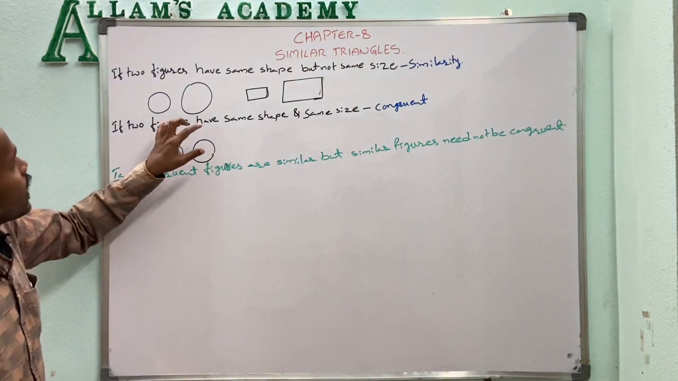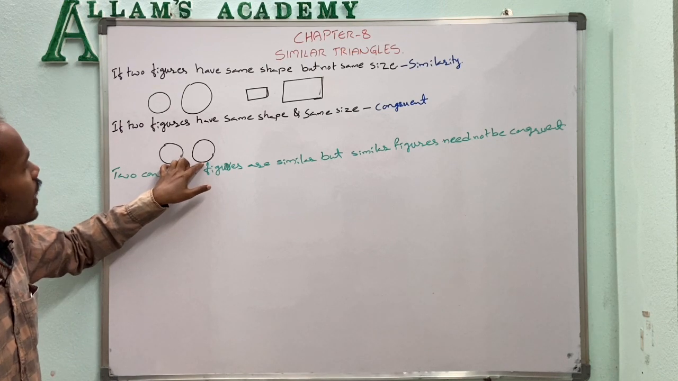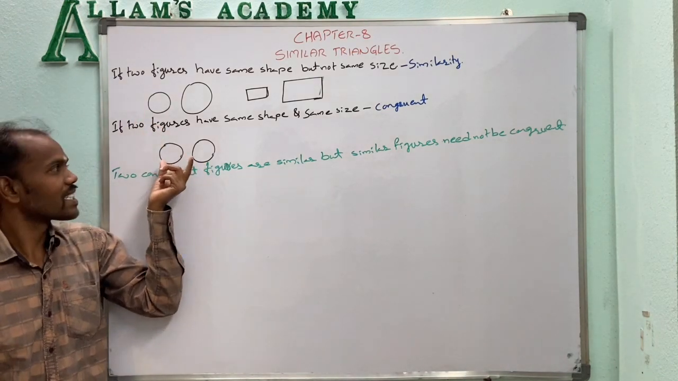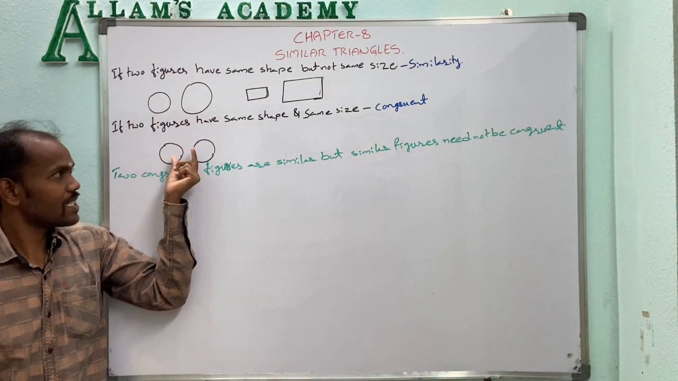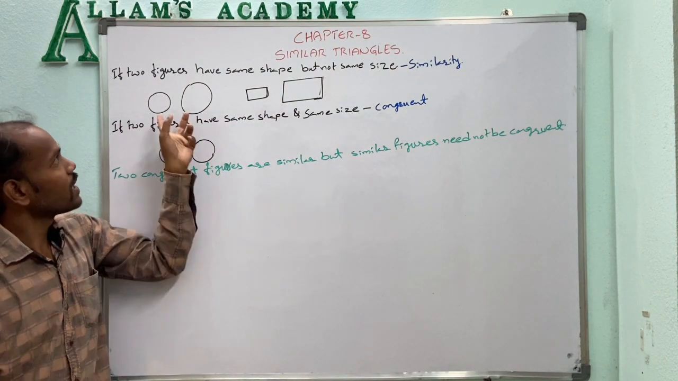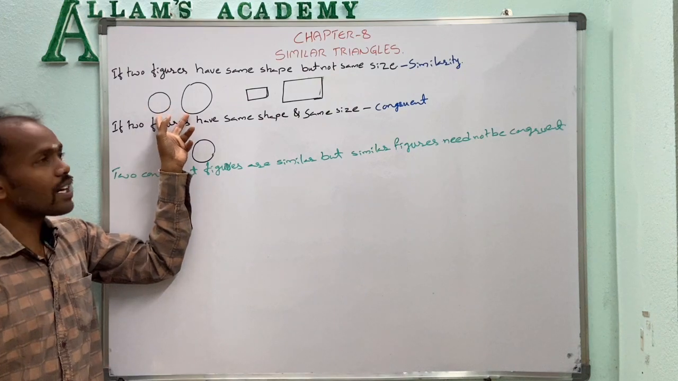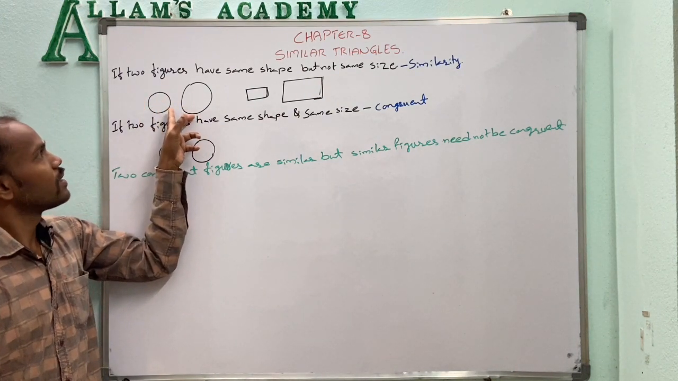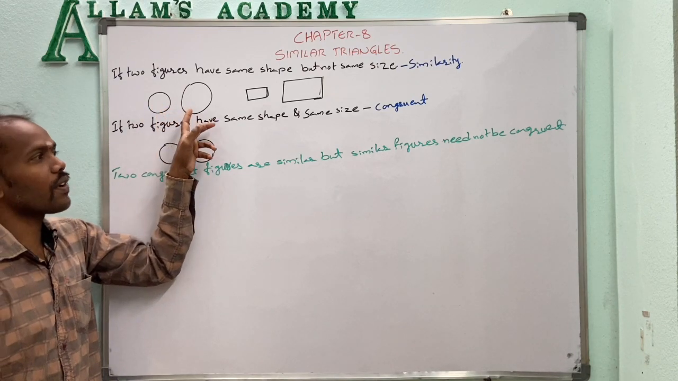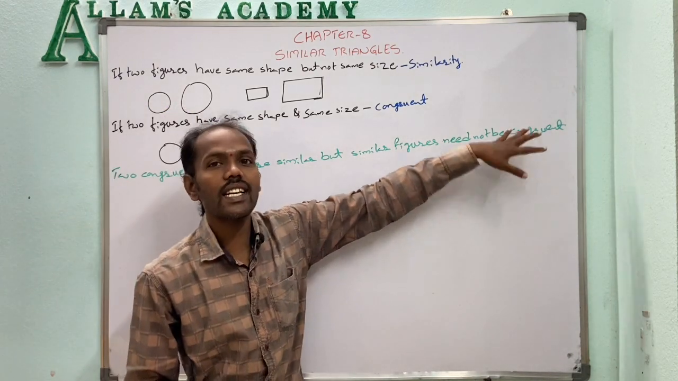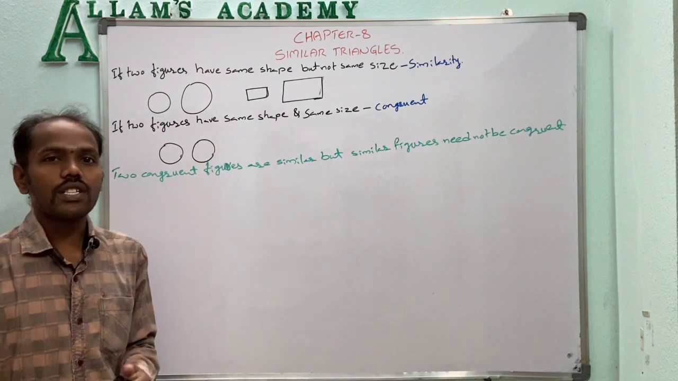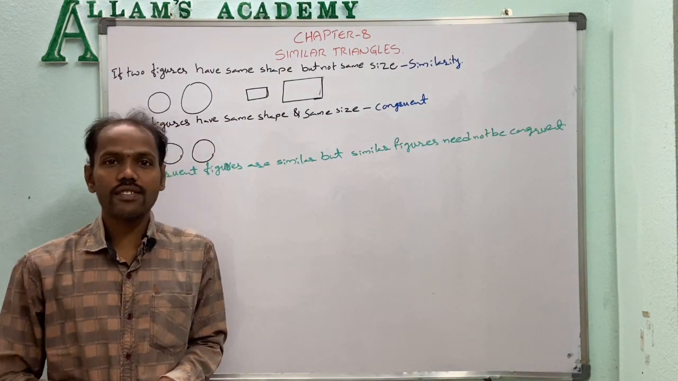So here these two congruent figures are also similar figures. Why? Because their shape is the same and size is also the same. But here observe, these two figures are similar but their size is different. Shape same but size different. So similar figures need not be congruent, but congruent figures must be similar.